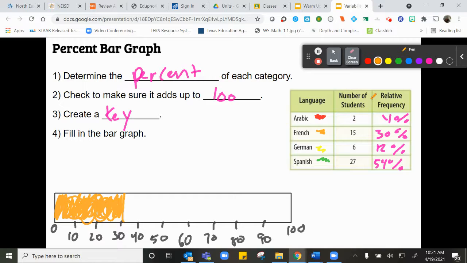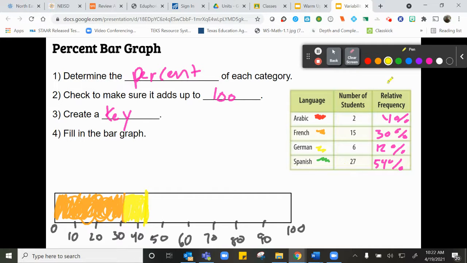Now, I'm going to do German next. German is 12%. I do not start back at the beginning. I'm going to keep adding on from what I've already done. So 30 plus 12 gives me 42. So that's going to be a little after the 40. So I'm going to fill this in. Now, because of where the graph starts, I am not saying this is 42%. I had to add on from the 30 to fill in this entire graph. So we would say German is still 12%.